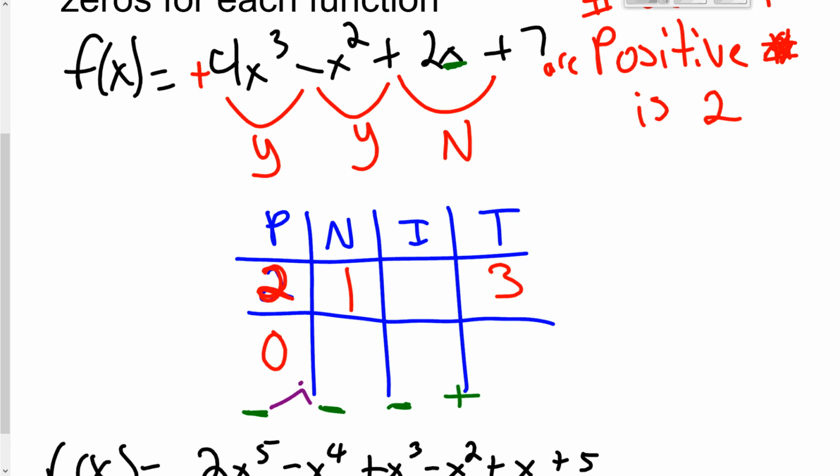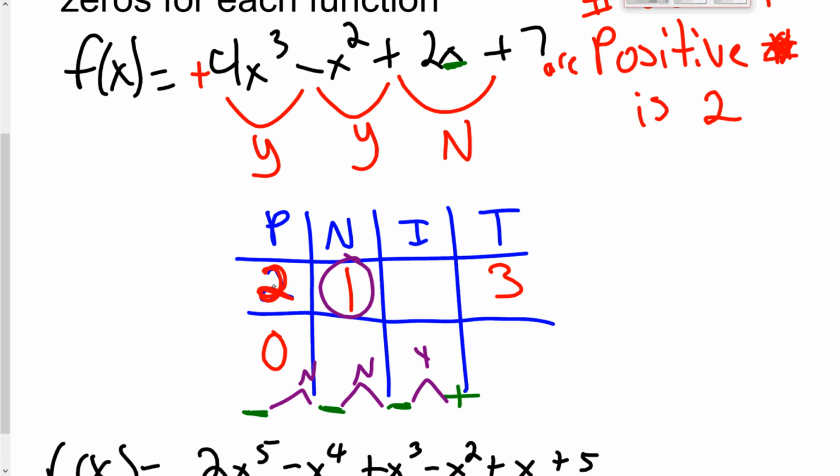Now I count the number of sign changes. So no sign change there, no sign change there, and there's 1 sign change there. So there's a total of 1 sign change. So that means that I have 1 possible negative.